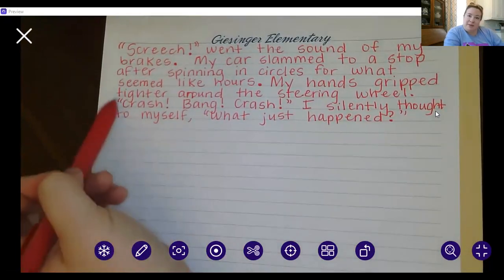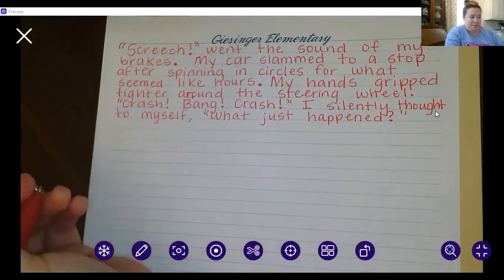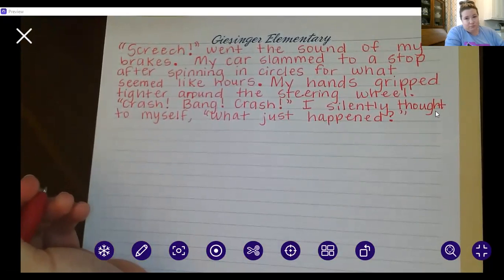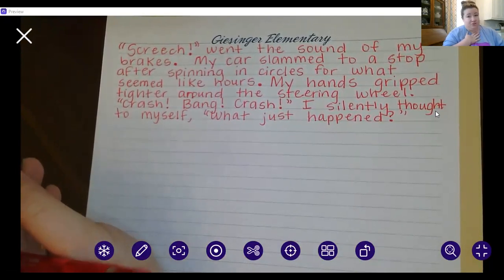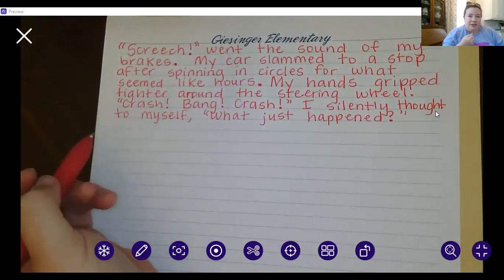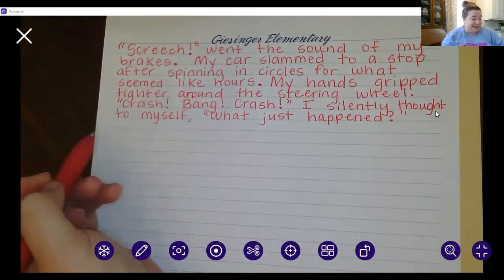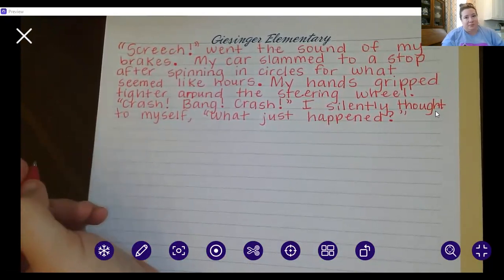So this is what an example of a powerful introduction looks like. I could have very easily said, one day I got in a wreck. And that's it. But I know that if I were reading it, I would not be interested in that. This hooks me in. It makes me wonder what happened next. And it also makes me want to keep reading.